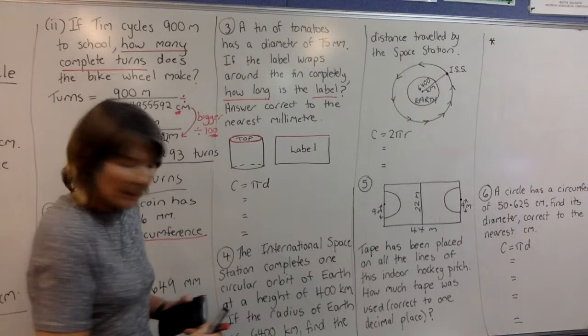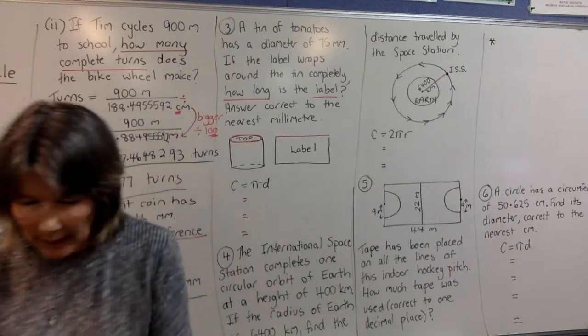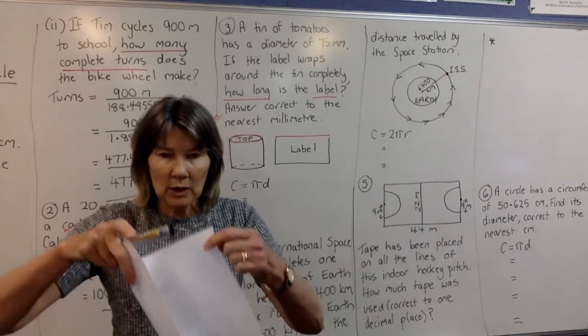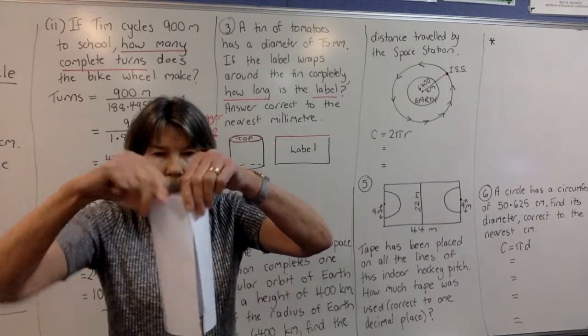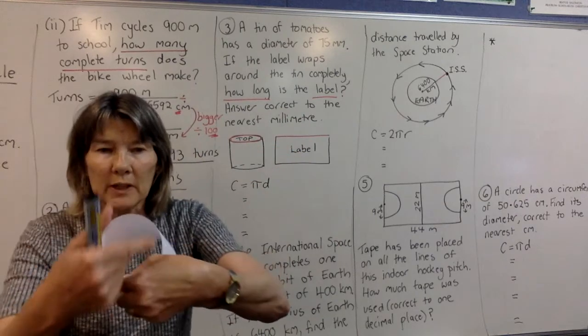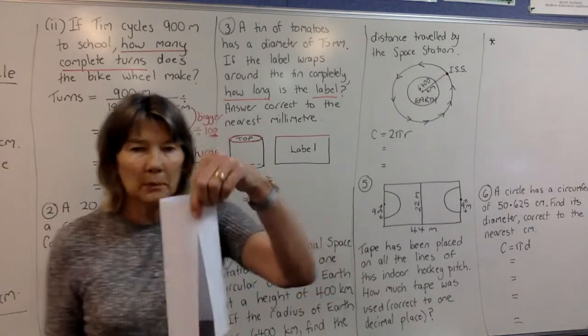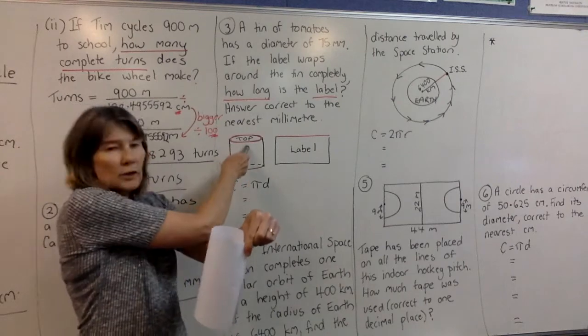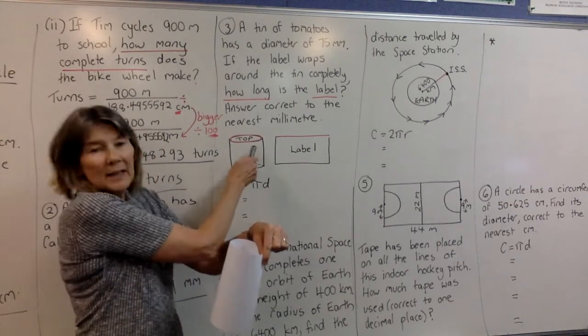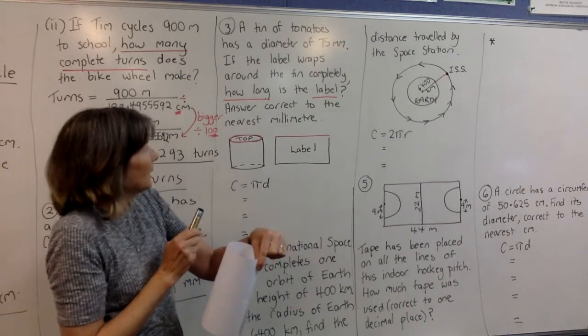Okay, so you've got to think about what happens when you're actually looking at a tin. So the label around the can looks like this. It wraps around the tin. So that's the label, okay? This is the top of the tin. It's a circle on the top, okay? So it looks like that. That's the top. And it says that this tin has a diameter of 75 millimetres.